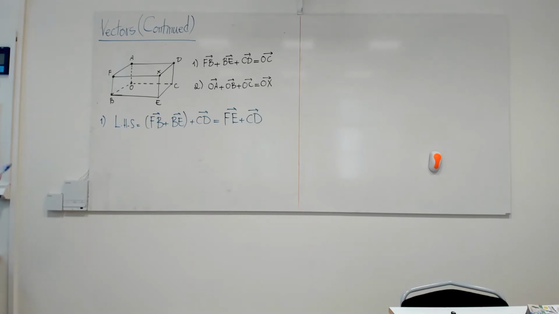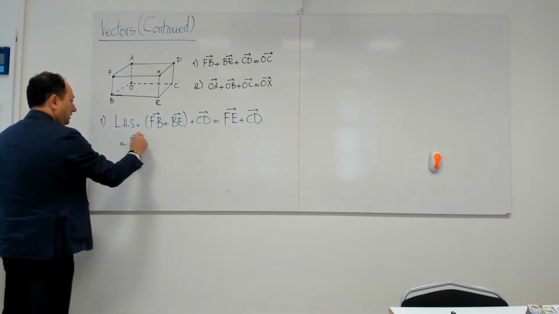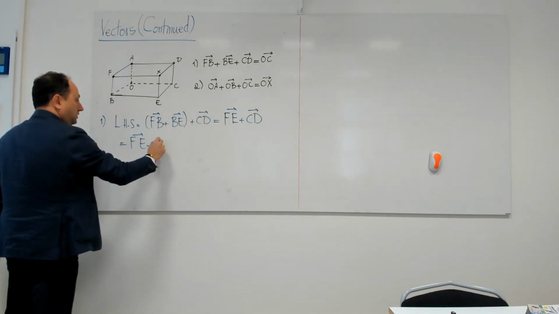Anyone else? FE plus CD, we want to convince ourselves that this is equal to OC. Yes? If you parallel transfer CD, CD is the same as EX. So this becomes FE. Instead of CD, I hope that everyone agrees that I can put EX.